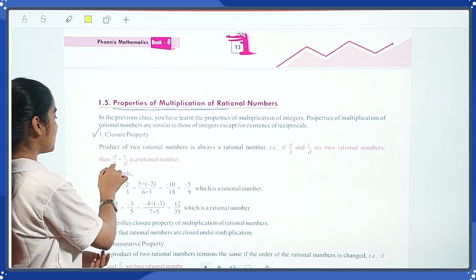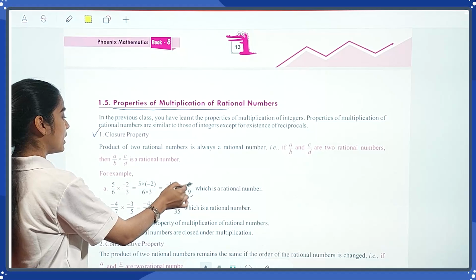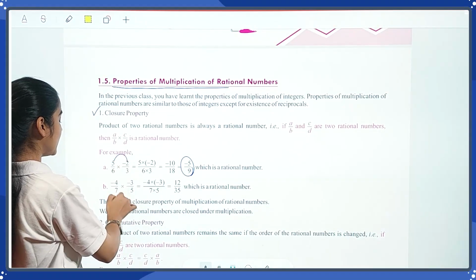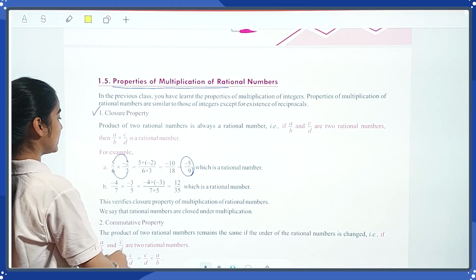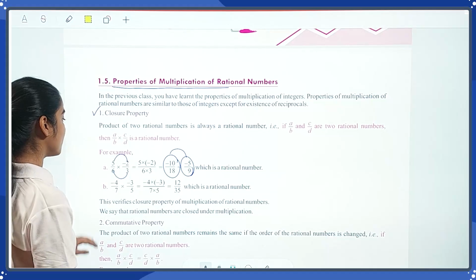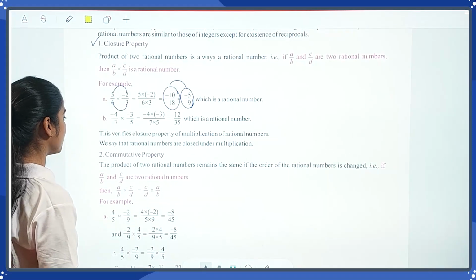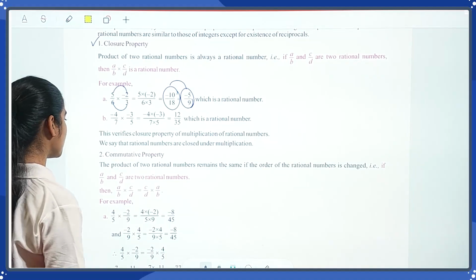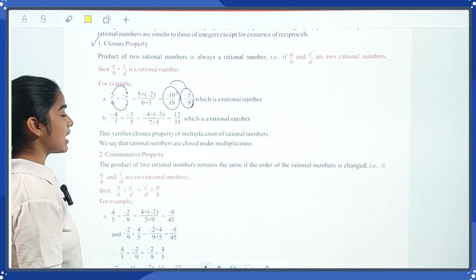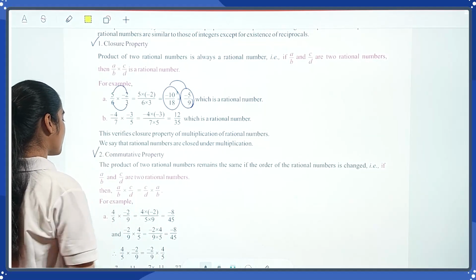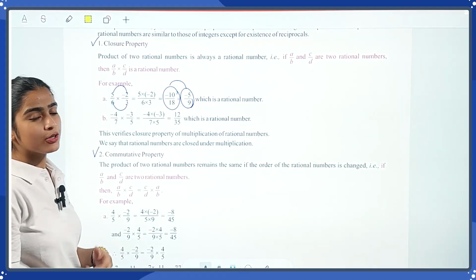So, a by b multiplied by c by d, you will get a rational number only. So, 5 multiplied by 2 is 10. 6 multiplied by 3 is 18. And while you simplify it, you will get minus 5 upon 9, which is a rational number. This verifies closure property of multiplication of rational numbers. We say that rational numbers are closed under multiplication. Next, we have commutative property, and you are going to get excited.